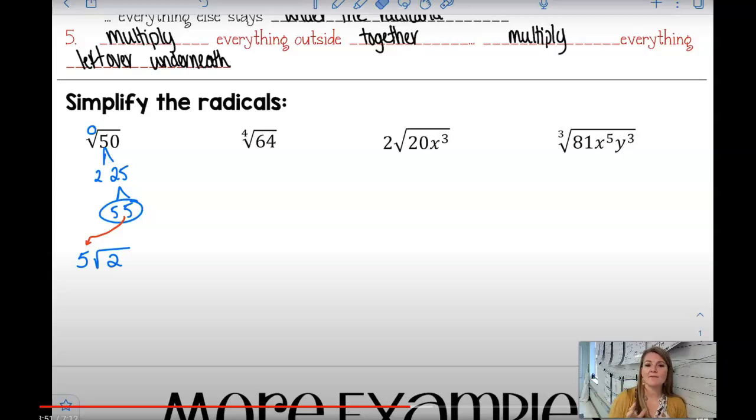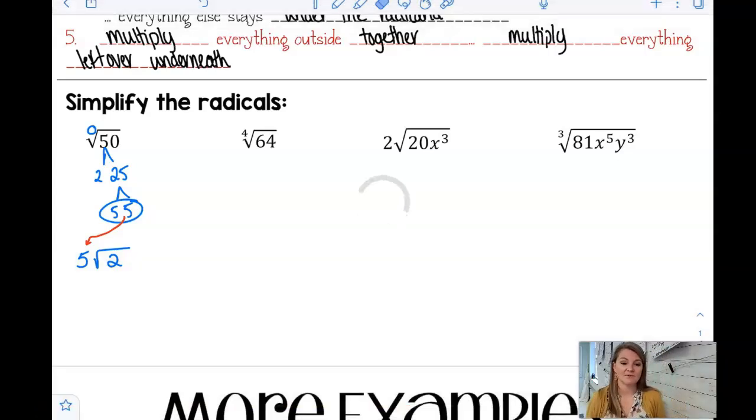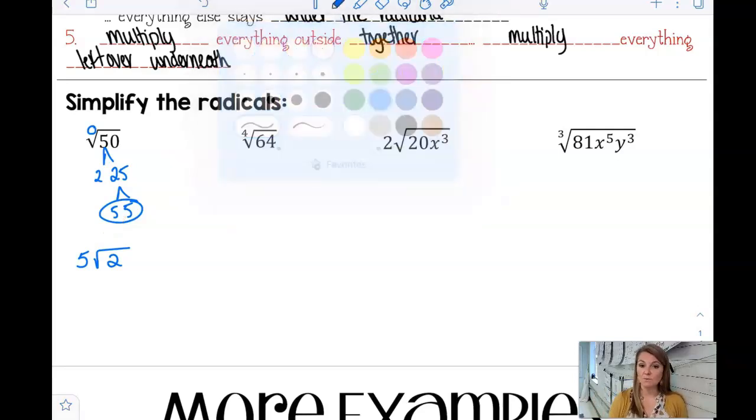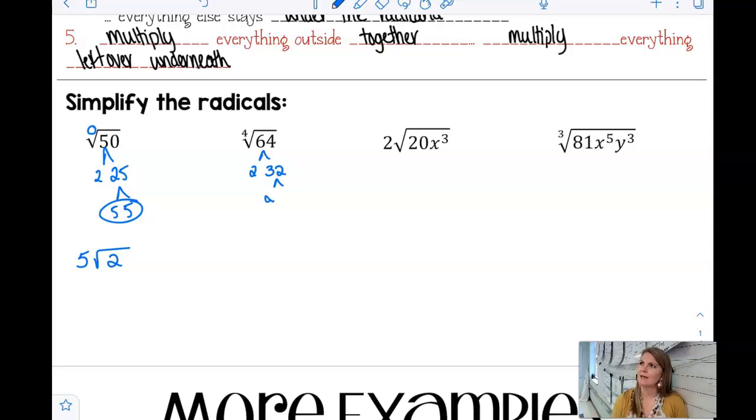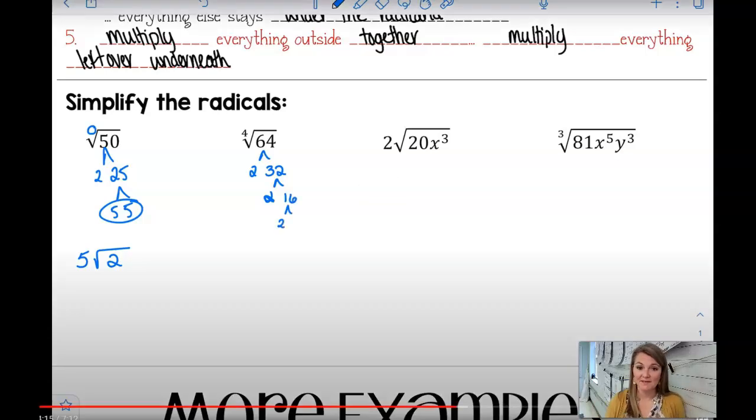All right, so now I have the 4th root of 64. So again, 64 is even, so I'm going to start with 2. So that is 2 and 32. Use your calculator if you're unsure. Just do 64 divided by 2. It's 2 and 32. 32 is even, so it's divisible by 2, and that's 2 and 16. 16 is divisible by 2, and that is 2 and 8.